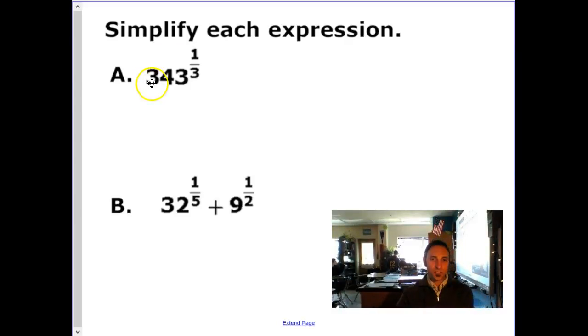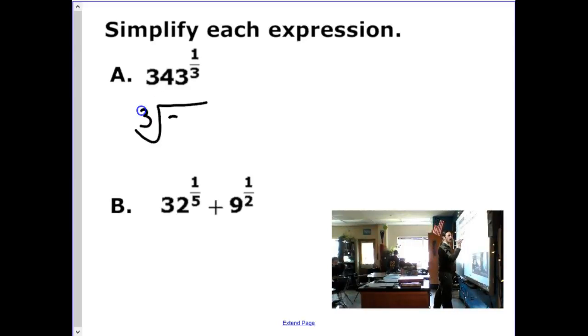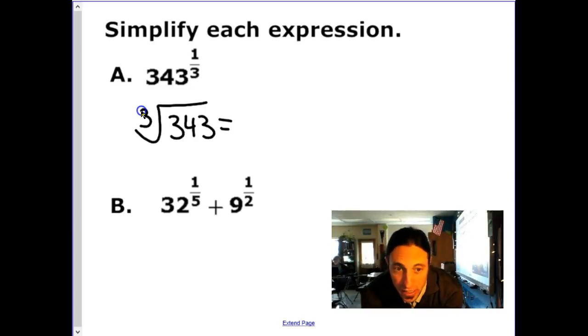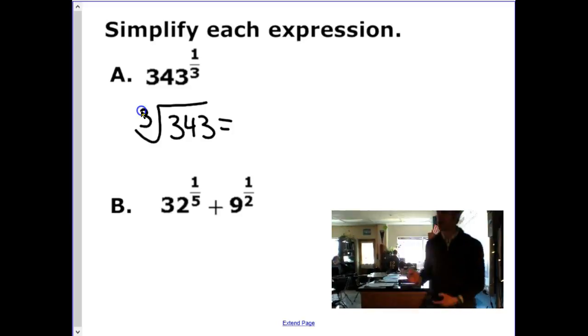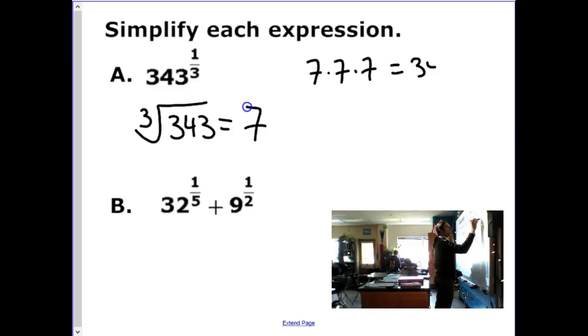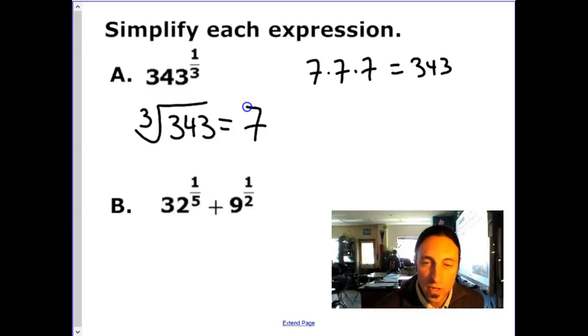All right, so let's try this. Let's simplify each expression. So this means the third root of 343. What number times itself 3 times is equal to 343? Well, that would be 7, because 7 times 7 times 7 is 343. Now, this is really going to help you get your times tables down.